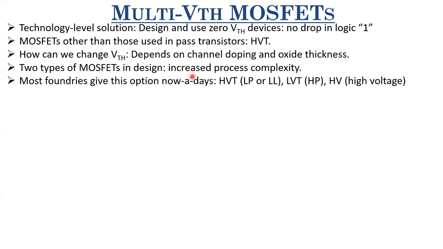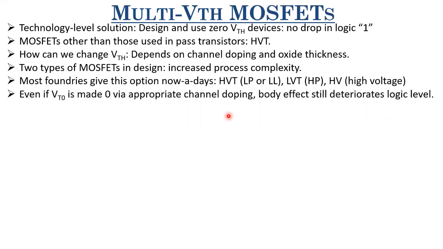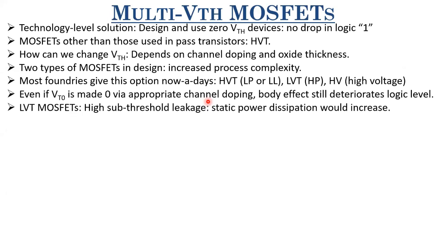So all these 3 flavors are available nowadays in all the foundries. Whenever you're designing circuits, you check out the PDK, and you'll definitely find these 3 flavors of MOSFETs. So with this, let me tell you that even if somehow you make this VTH 0 by appropriate channel doping, the body effect would still be there and it would still deteriorate the logic level, right?